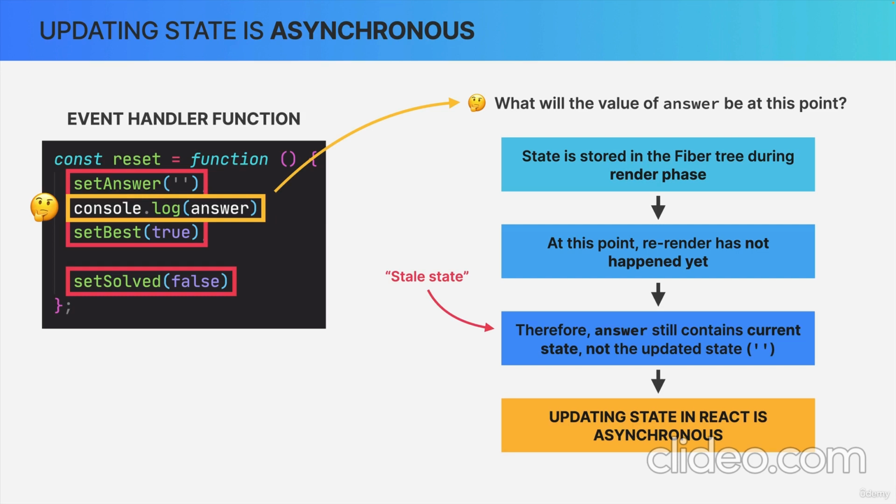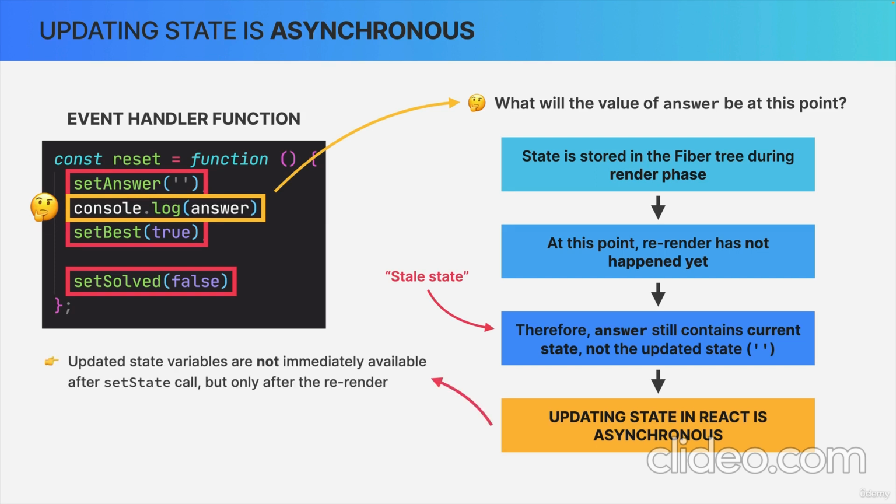And again, it is asynchronous because React does not give us the updated state variable immediately after the setAnswer call, but only after the re-render has happened. Now, the same thing is also true whenever there is only one piece of state being updated. So, no matter how many state variables are being updated, the updated state is only available after the re-render, not immediately.